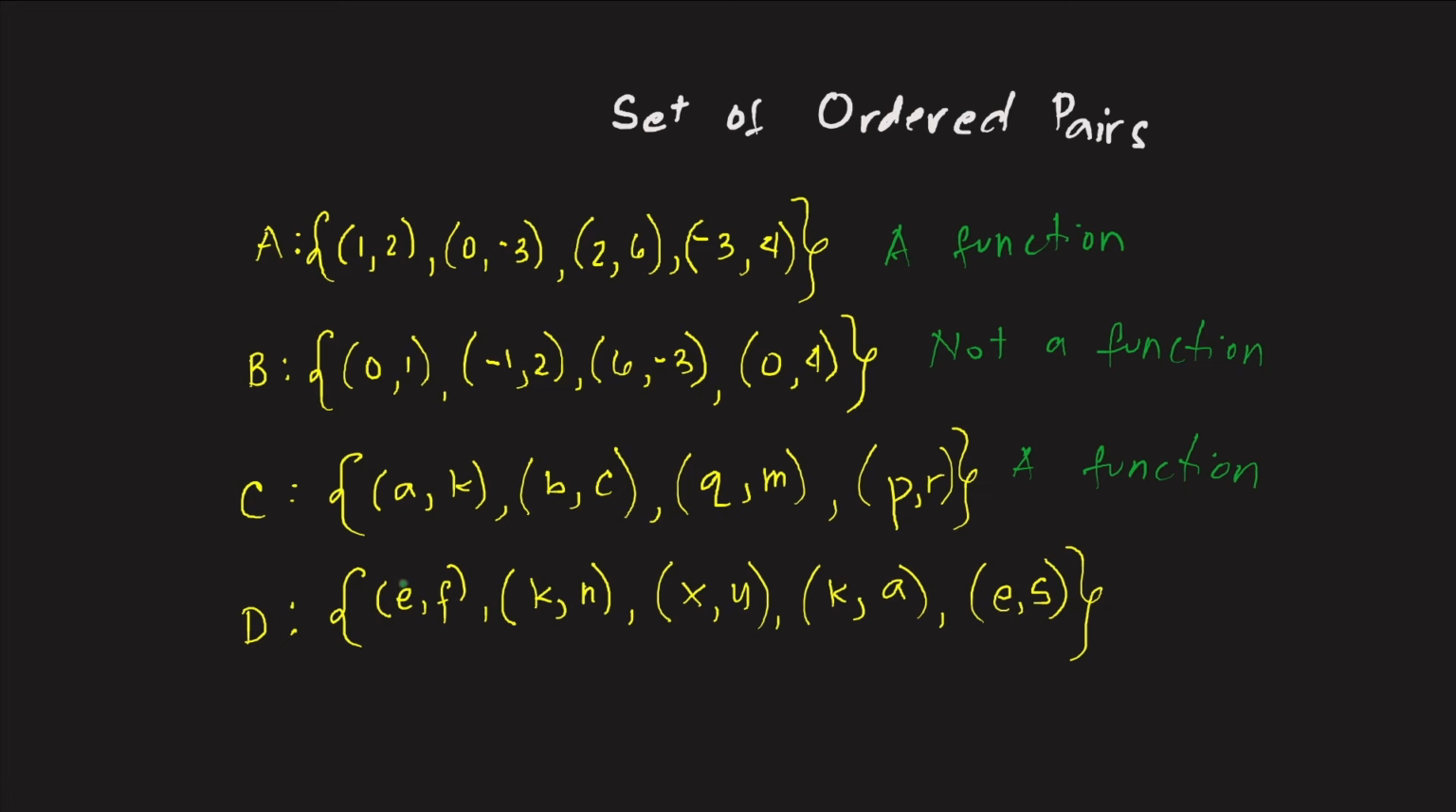Just need to see the elements in the domain. You see E, K, X, K, and E. We see that E appears twice and paired twice. We see that K appeared twice and also K is paired twice. Here we see E is paired to F and another E is paired to S. We see a K paired to N and another K is paired to A. So this tells us that this is not a function.